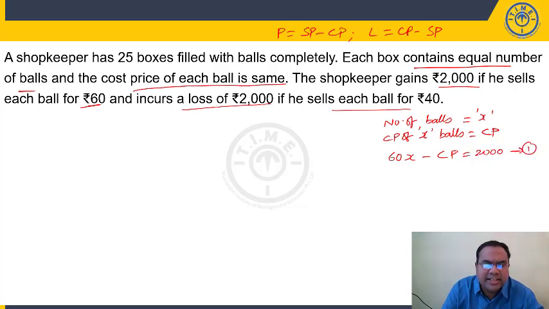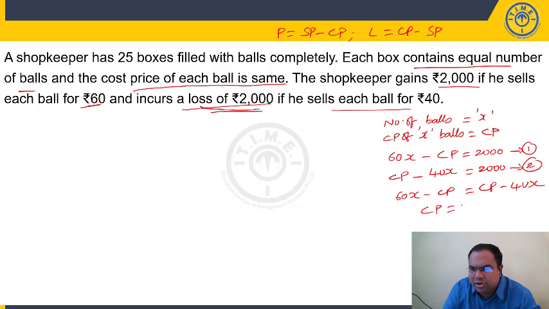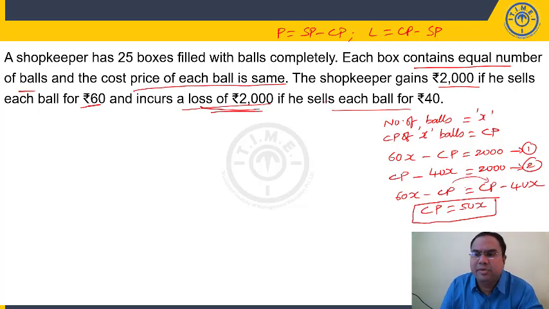Second case, he is getting a loss of 2000. Loss is CP minus SP when he is selling each ball for 40. Cost price of X balls minus each ball selling at 40 rupees, so 40 into X balls. This is equal to loss of 2000. This is my second equation. These two are 2000, equate left hand side and right hand side. 60x minus CP is equal to CP minus 40x. 100x is equal to 2CP, or I can say CP is equal to 50x. Is this clear? 2CP is equal to 60 plus 40, 100x. CP is equal to 50x.